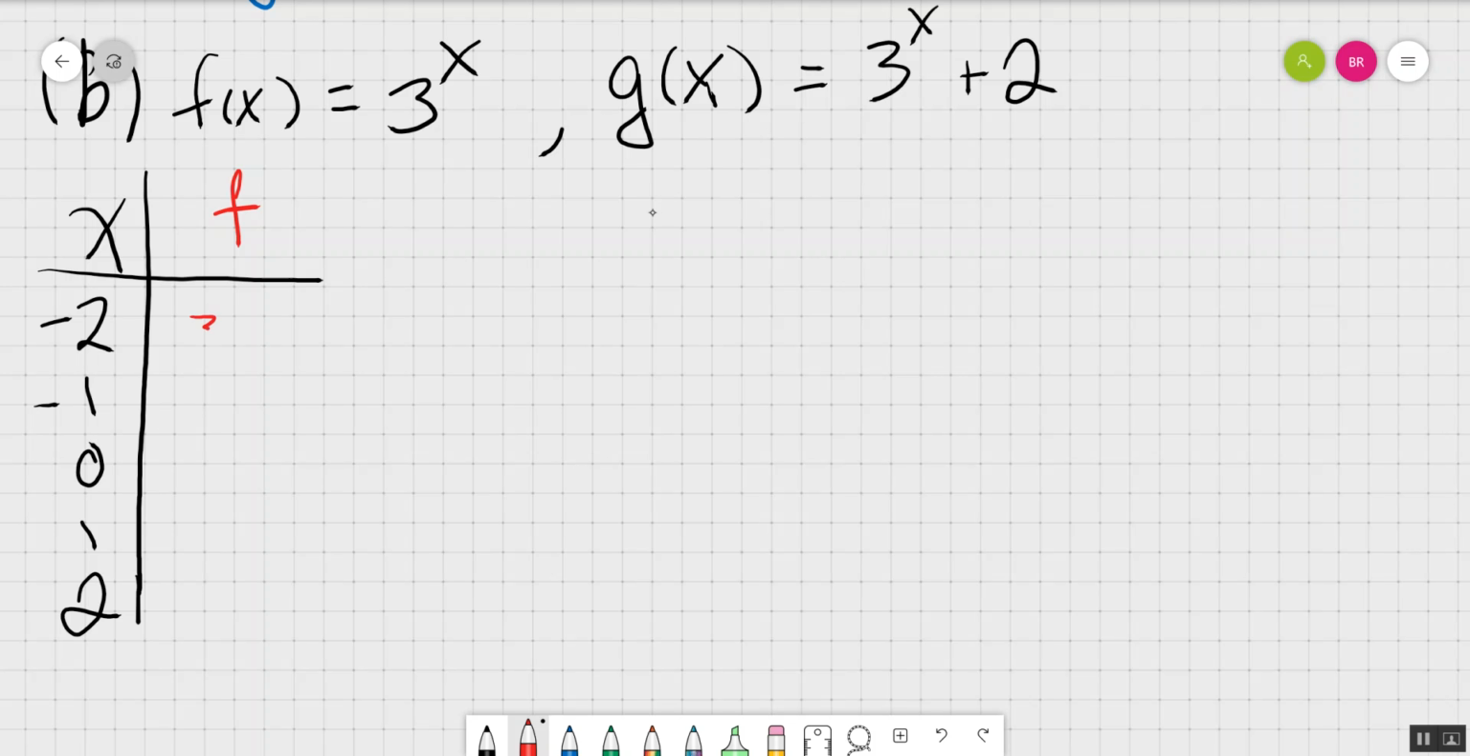3 to the -2. This is going to be the same as 1/3 squared, because remember you can make the exponent negative by moving it into the denominator. Hopefully you remember that 3 squared is 9. If not, you can calculate it real quick. 3 to the -1 is going to be 1/3. And then 3 to the 0, anything to the 0 power is 1. 3 to the first is just a 3. 3 squared will give us a 9.